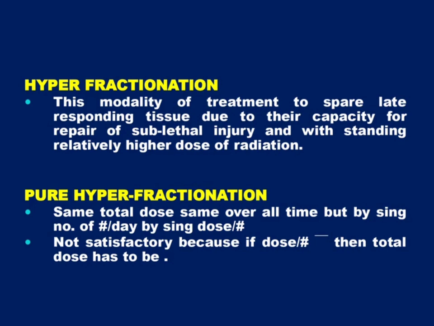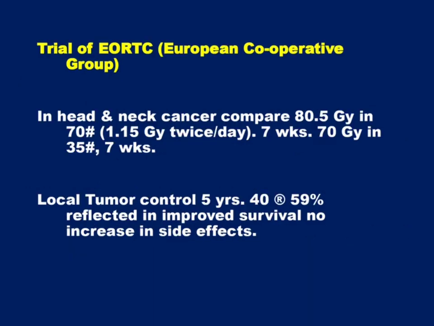The late and early responding tissues I have already explained. Now, regarding accelerated repopulation, which Withers and his colleagues explained in head and neck cancer: in clonogenic repopulation in human cancer, acceleration occurs at about 28 days after the start of a fractionated regimen. After 28 days of prolongation of treatment, an increment of dose of 0.6 gray per day is required.